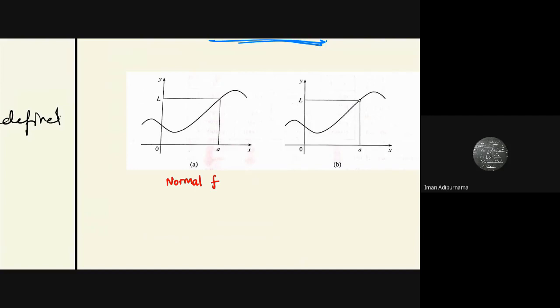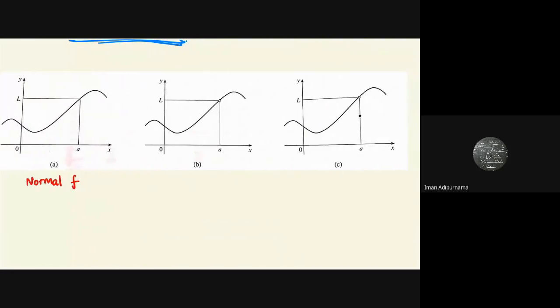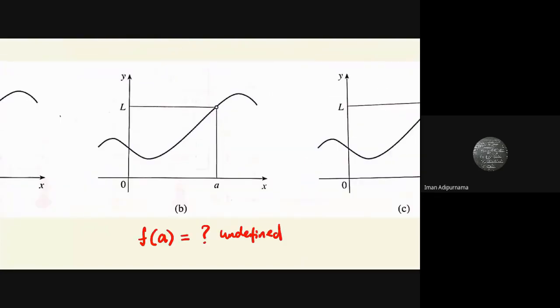So you can find the limit and you can plug the a into the function and it's continuous. The other case is when you try to plug in the a, you are confused. Oh, why? What's happened? It's undefined. That's why you see the hole here.